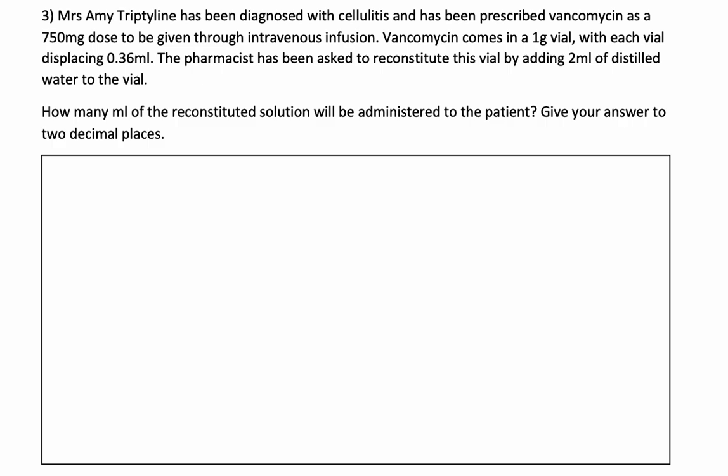Mrs. Amy Triptylin has been diagnosed with cellulitis and has been prescribed vancomycin at a 750 mg dose to be given through IV infusion. Vancomycin comes in a 1 gram vial, with each vial displacing 0.36 milliliters. The pharmacist has been asked to reconstitute this vial by adding 2 milliliters of distilled water to the vial. How many milliliters of reconstituted solution will be administered to the patient? Give your answer to 2 decimal places.